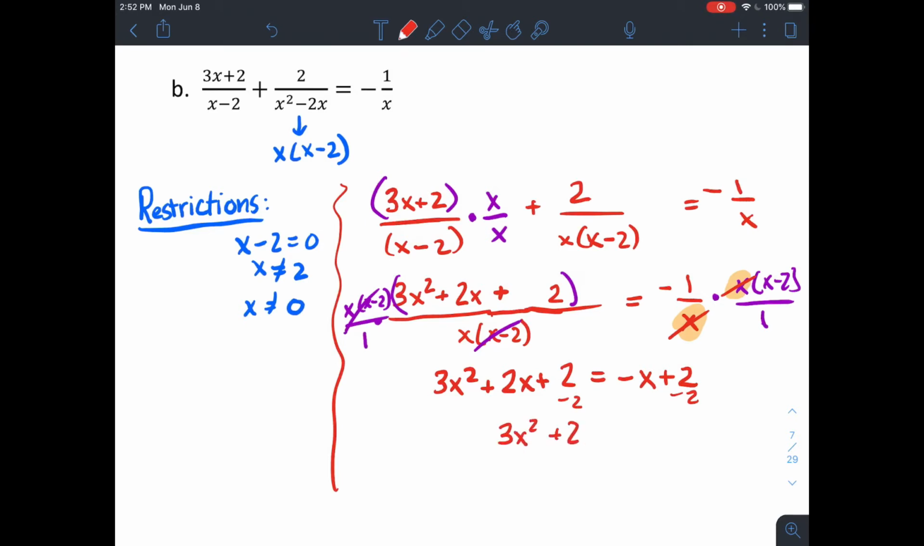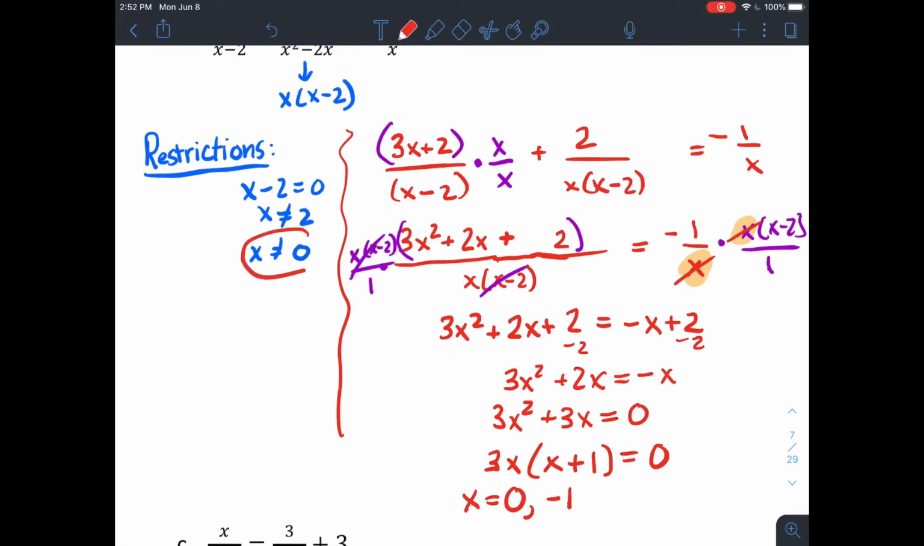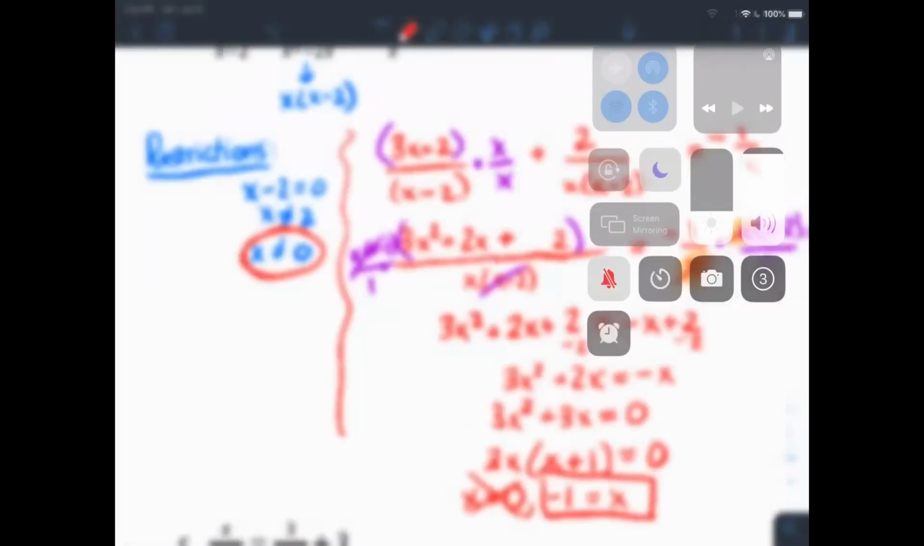And then go ahead and, since it's quadratic, get 0 on one side. And you have a common factor of 3x that you can factor out. Set your factors equal to 0, and you'll get x equals 0 and negative 1. Check your restrictions. We can't have x equals 0, but x equals negative 1 should be fine.